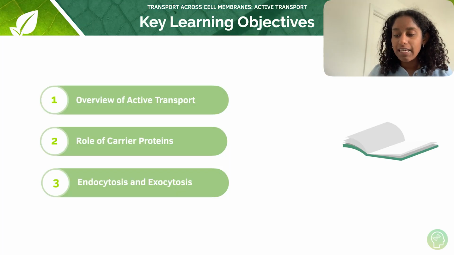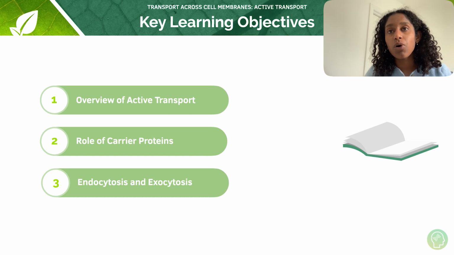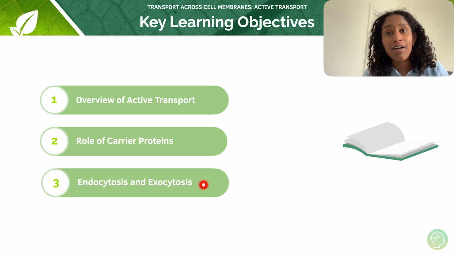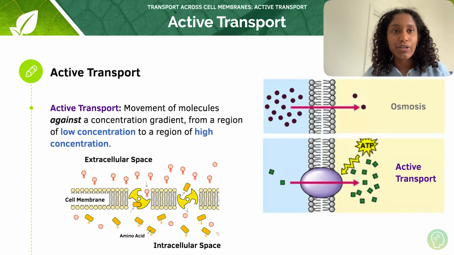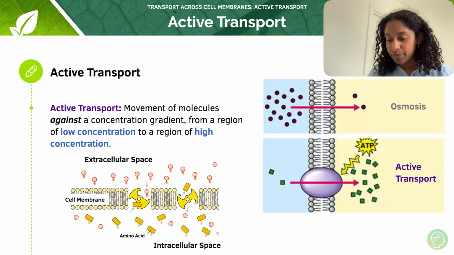So we have three key learning objectives for today. Number one, having a look at active transport. Number two, the role of carrier proteins. And number three, looking at another active process that we call cytosis, so endocytosis and exocytosis. So let's kick off by having a look at active transport.